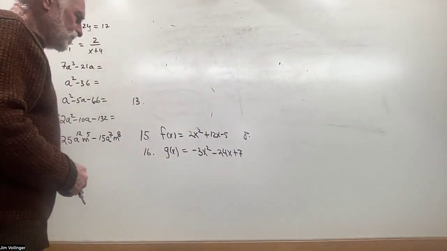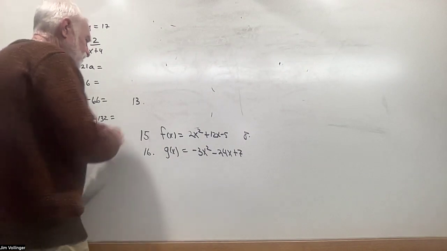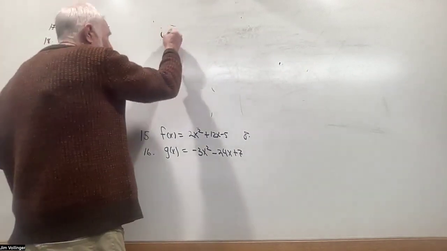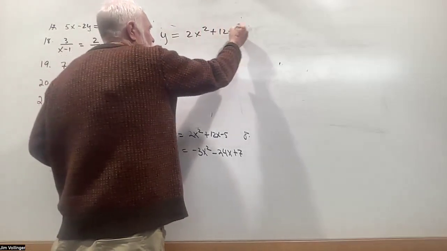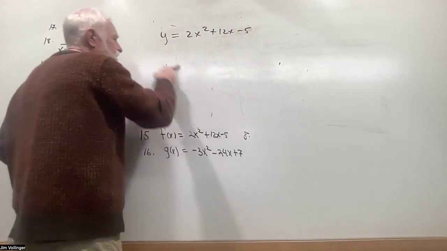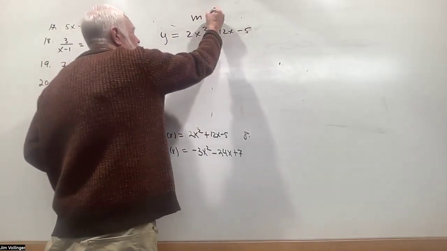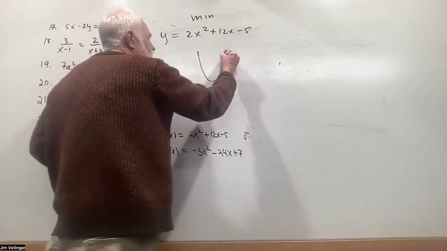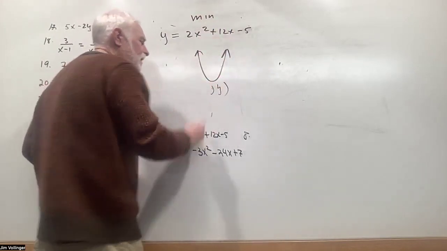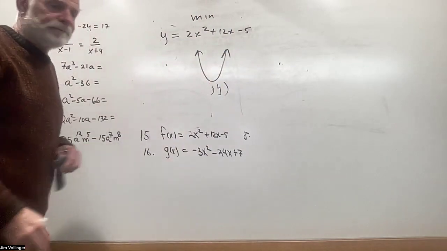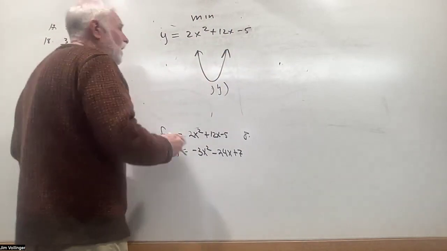So f of x equals 2x squared plus 12x minus 5. I'll write y equals 2x squared plus 12x minus 5. There are lots of ways to get this, but the easiest way to get the minimum value of this parabola, which is cup shape up, is to find that y value. Okay, so let's find it.